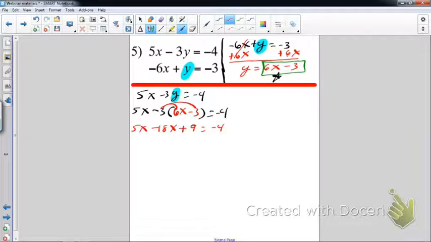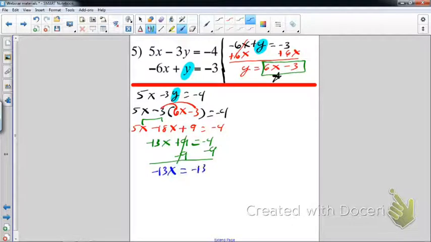Okay, good. So I get to combine things that are alike here. So I end up with negative 13x plus 9 that is equal to negative 4. I use the subtraction property of equality to move the 9 to the other side. That simplifies for me. And then I have negative 13x that is equal to negative 13, which is perfect because now I can use the division property of equality, and I can divide both sides by negative 13, and I end up with x that is equal to 1. And that's what the first variable is.